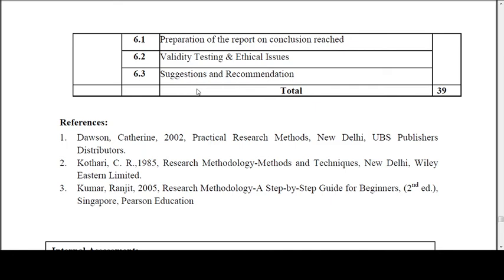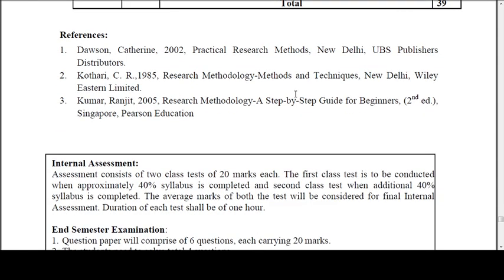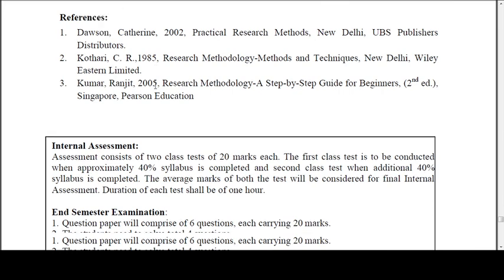So the total number of hours allocated to this subject is 39. What are the reference books mentioned here? Mostly if you use Kothari C.R. 1985, Research Methodology, the whole syllabus will be covered. Some more books will be available. This Kothari C.R. book can be freely downloaded from the internet, just copy this name and paste it in Google. You get the PDF, or you can contact me. I will make the PDF available, so we can share it with all of you.